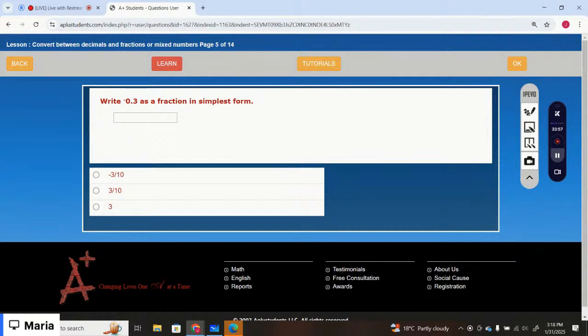Write negative 0.3 as a fraction in simplest form. So which is the correct option? That is negative 3 over 10. Option number one is the correct option.